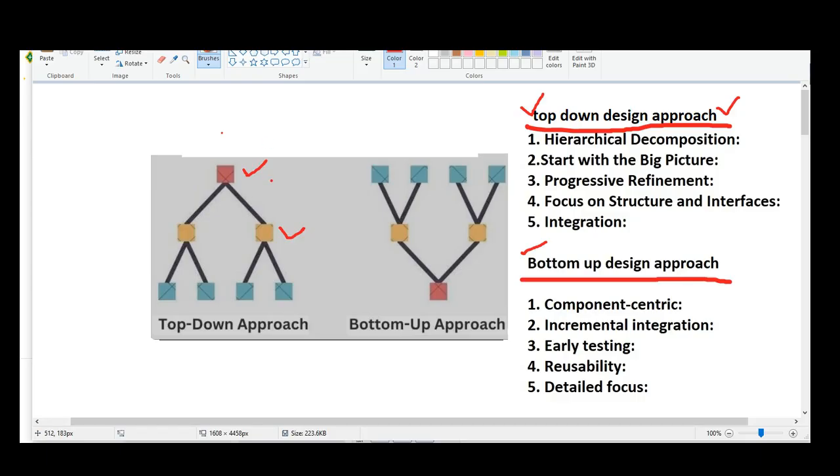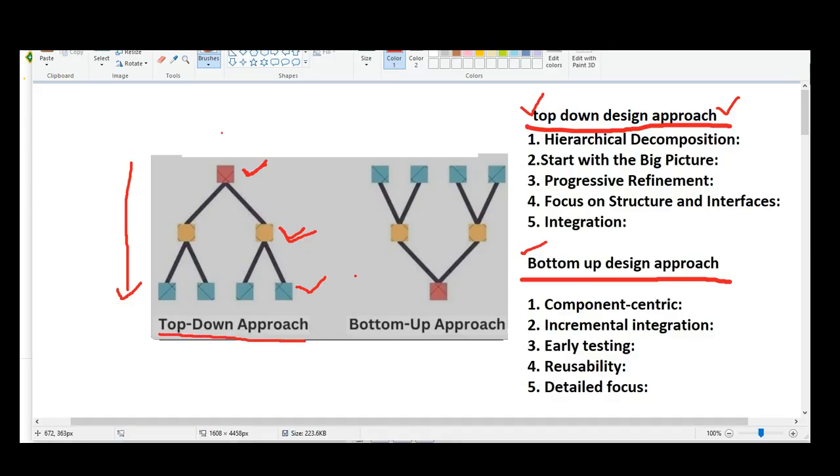In the top-down design approach, the main problem will be divided into small problems, small parts of programs called modules. These modules are developed and tested individually. The development process starts from top to bottom. That's why it is called the top-down design approach.